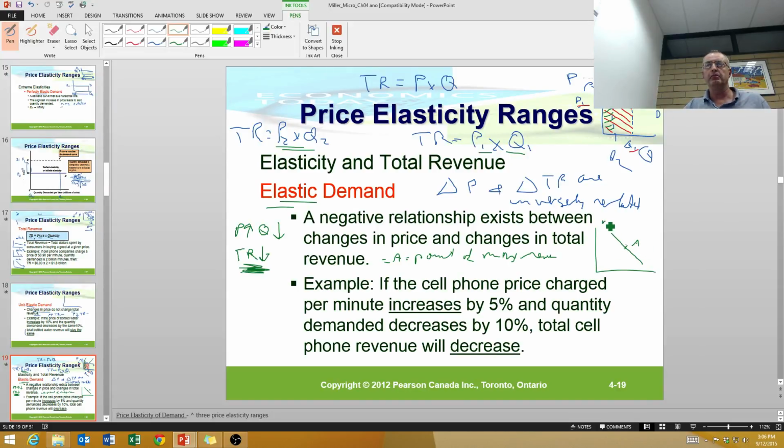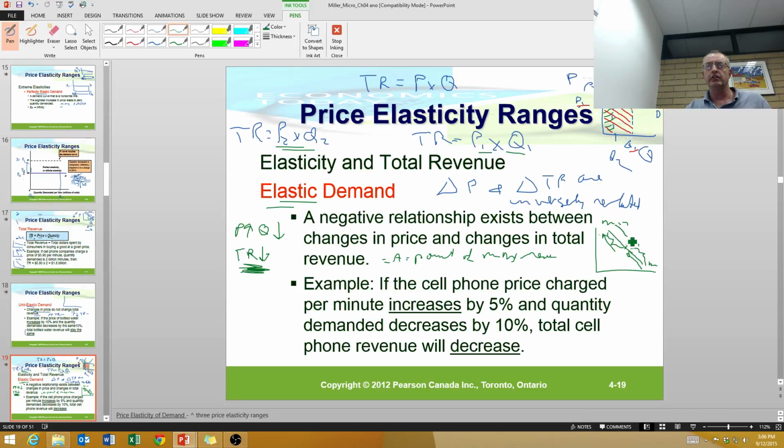So we have a minimum point up here and we have a minimum point down here. In the elastic section, price and total revenues move inversely, and in the inelastic section down here, price and total revenues move directly with each other. So down in the inelastic section, as price goes up, so do total revenues. And in the elastic section, as price goes up, total revenues decline. And of course, the same thing happens in reverse when we cut prices.